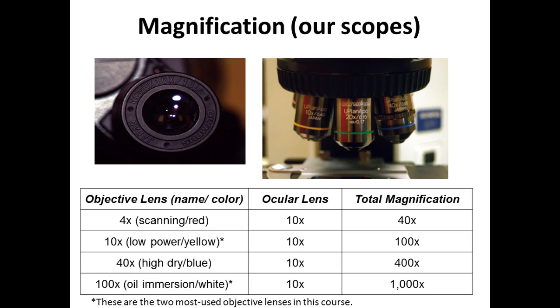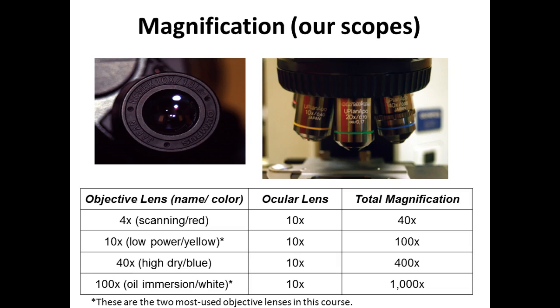Your yellow, what we call low power 10x objective, times the 10x ocular, gives a total magnification of 100, is where you will typically start, especially when we start working with bacteria. This is going to be your go-to. Just skip over scanning, go right to low.